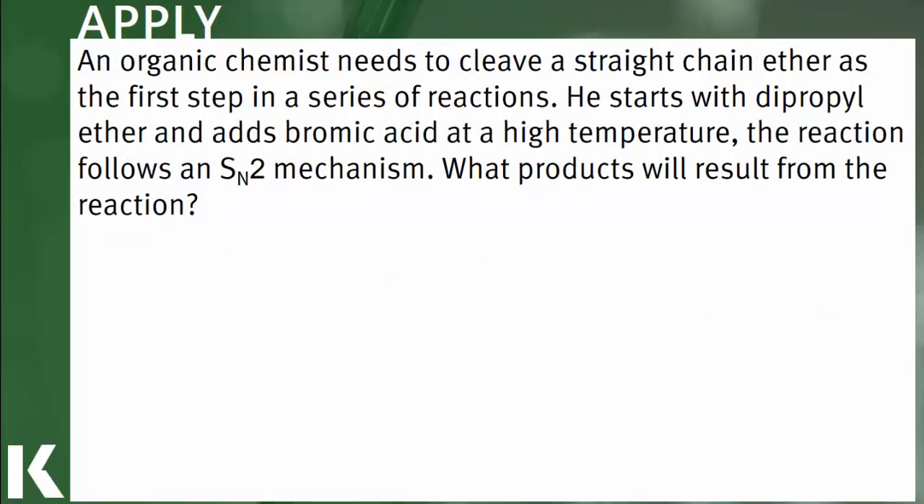Our apply question involves cleaving dipropyl ether, which is a straight chain ether, and adding in hydrobromic acid and high temperatures. We're also told the reaction follows an SN2 mechanism. What will be the products from this reaction? First, let's draw out dipropyl ether. Next, we'll note that hydrobromic acid will dissociate in solution to form hydrogen ions and bromide ions. The hydrogen ion will protonate in the first step, and the bromide ion will act as our nucleophile.